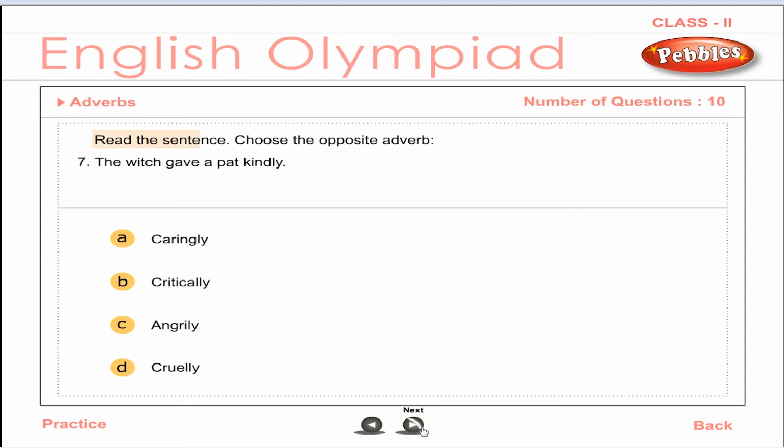Read the sentence. Choose the opposite adverb.